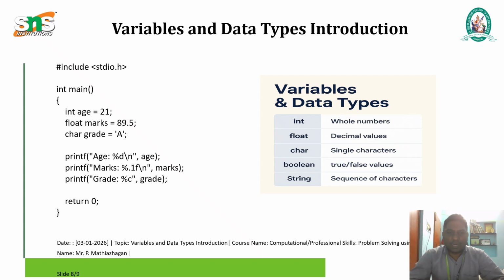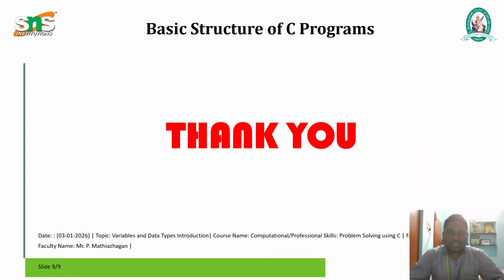This is based on the introduction to variables and data types in programming. Float marks is 89.5, which is the value. Integer is a whole number. Character grade is a single character. This is the basics of variables and data types in the C programming language, and declaration is very important in C programming. Thank you.